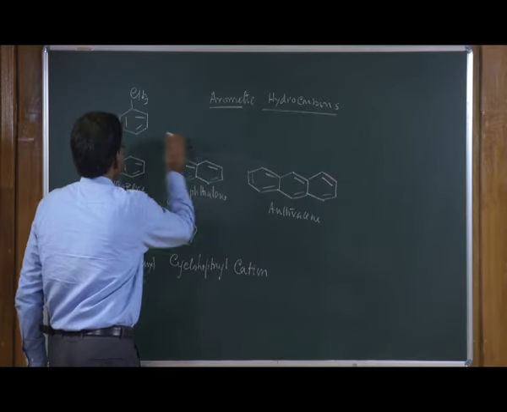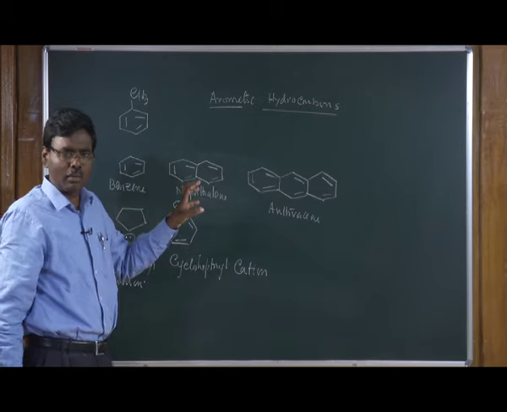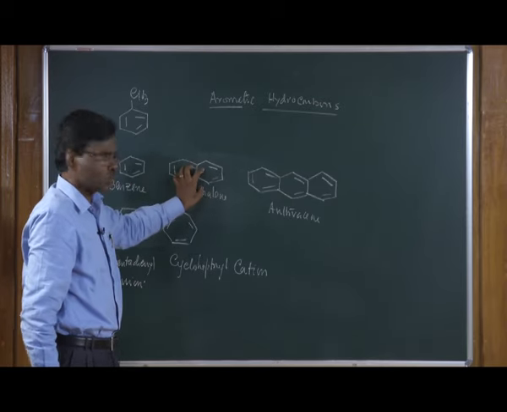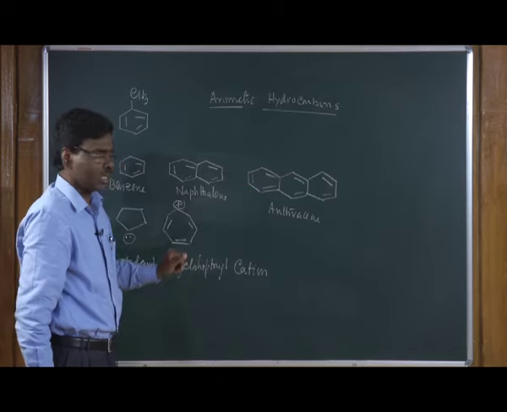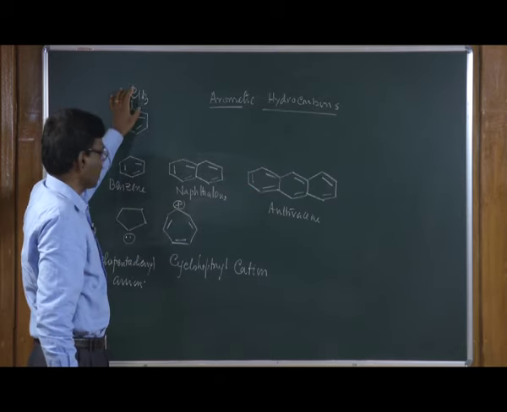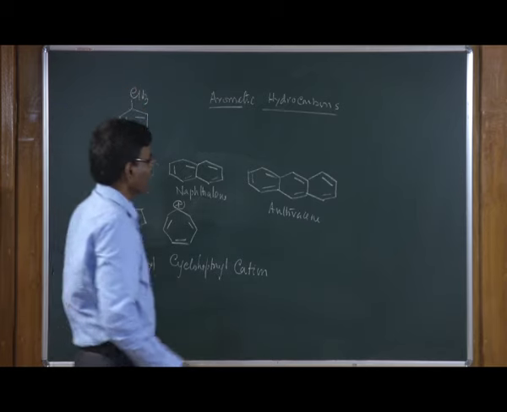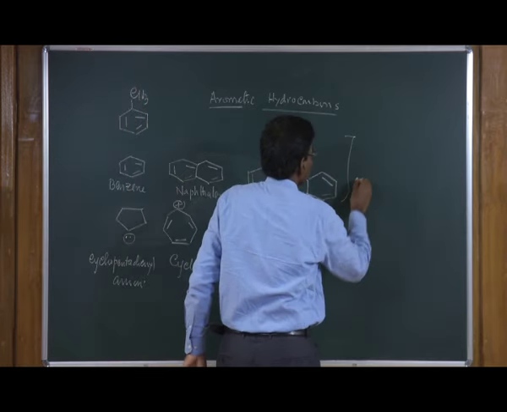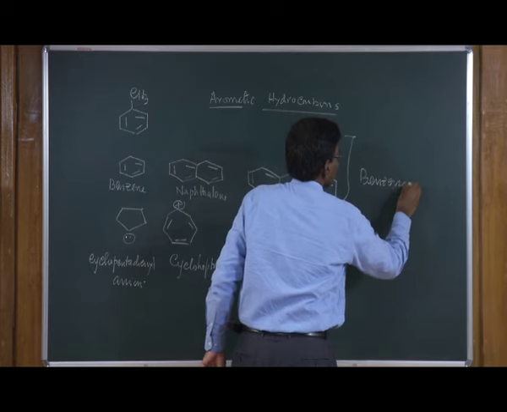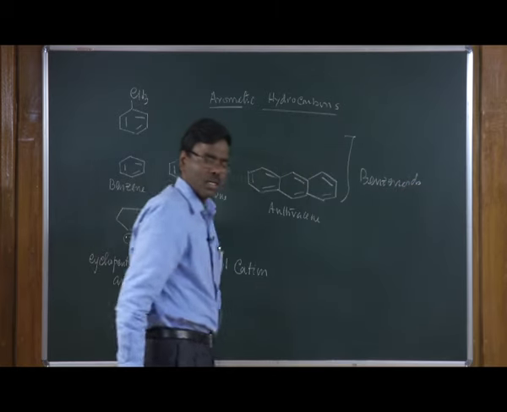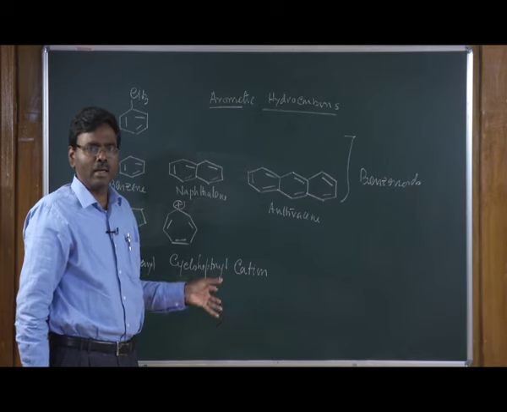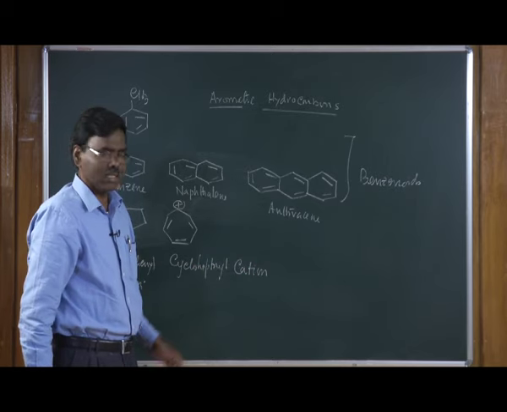naphthalene, anthracene, and this one. If you look at all these compounds, they have 6-membered rings that are fused, two 6-membered rings and three 6-membered rings, and here one of the hydrogens has been replaced by a methyl group. These compounds are called benzenoids. The hydrocarbons that contain benzene and its derivatives are called benzenoids.